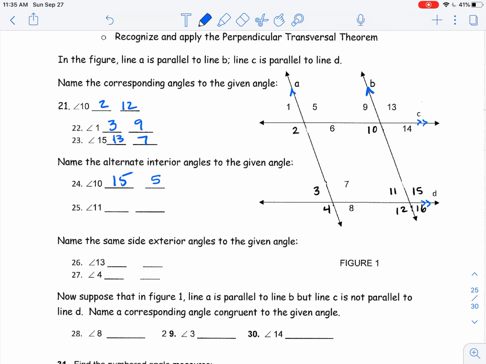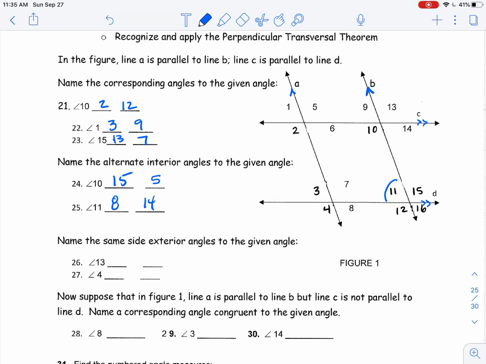Let's take a look at angle 11. Angle 11 is down here. If I'm going to be alternate, it would be with 8, or alternate would be with 14. So we'd have 8 and 14.